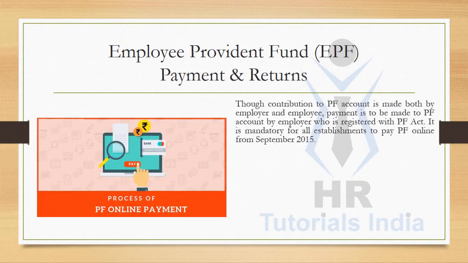Though contribution to the PF account is made by both employer and employee, payment is to be made to the PF account by the employer who is registered with the PF Act. It is mandatory for all establishments to pay PF online from September 2015. As we know, the contributions towards the PF account are equally from both employer and employee, but the payment to the PF account is done only by the employer who is registered with the PF Act. Earlier, the PF payment was done online and offline, but effective from September 2015, all establishments are mandated to pay PF through online only.